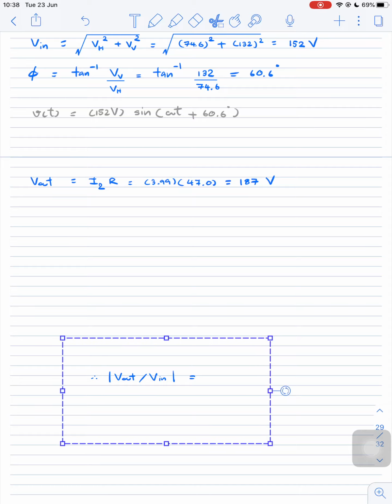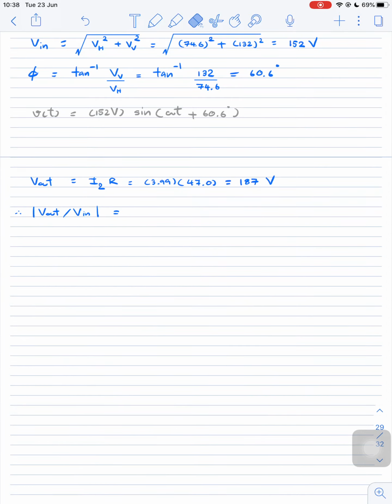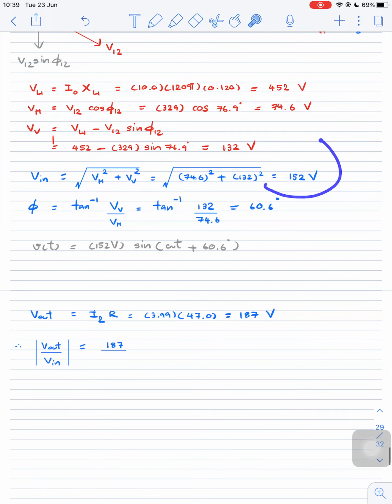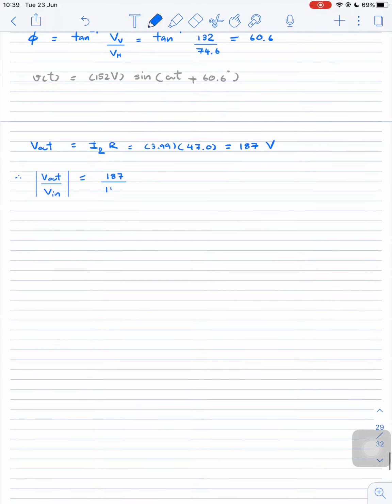So finally we have that V_out over V_in is going to be equal to 187 over V_in, which is 152, which is just 1.23. So that's going to be the answer.